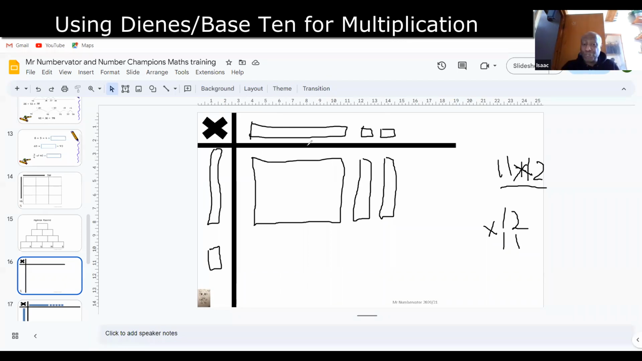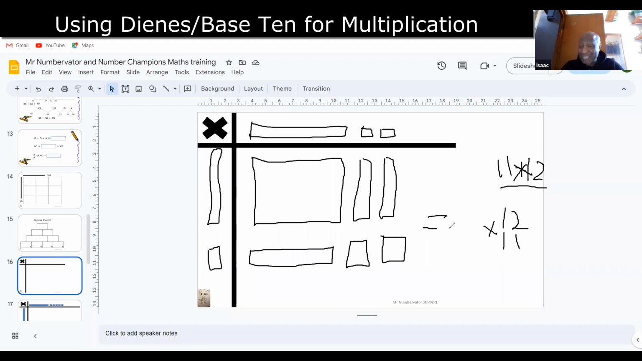So I'm now going to go to my 1. 1 multiplied by 10 is 10. 1 multiplied by 1 is 1. And 1 multiplied by 1 is 1 again. So I've used this 1 here with my 10 and with my 1 and my 1. Now we've got the answer.